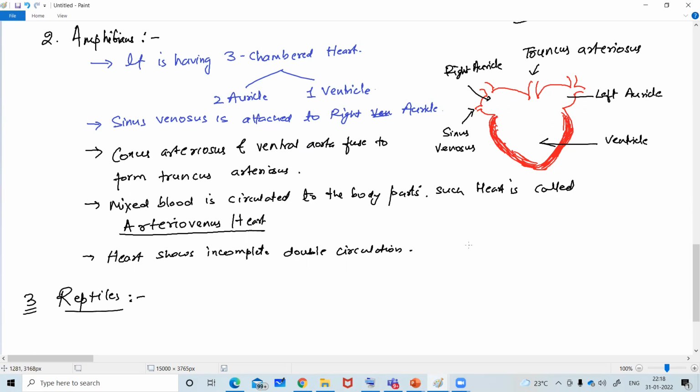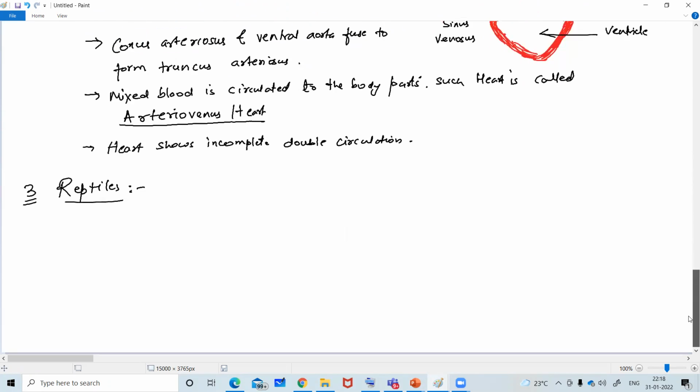Reptiles. Now in reptiles, you will find four circulatory system, means there are four chambered heart. So in the fish there was two, in the amphibians there is three, and in reptiles there is four. So as simple as that.